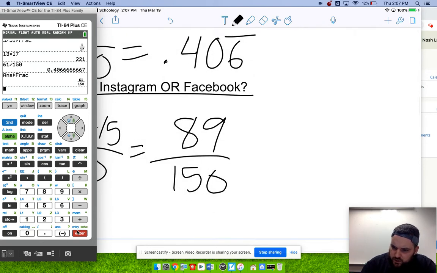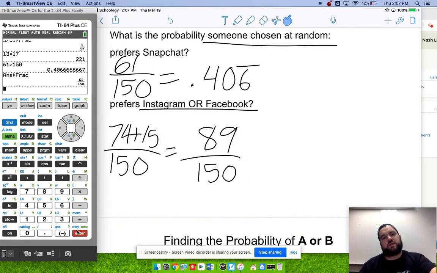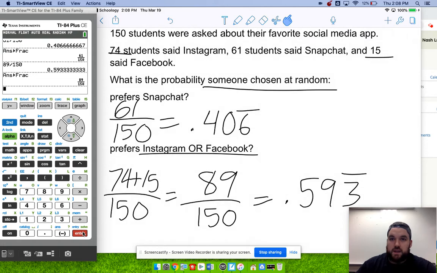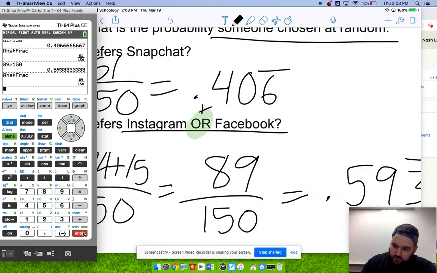Or as we saw a couple of videos ago, your other option would be, since you know there are 61 people that prefer Snapchat, you could just subtract the 61 people, and then you know the rest are either Instagram or Facebook people. So 89 out of 150, again, I do not think reduces. As a decimal, 0.593 repeating, about 59%. So if you're picking one person, there's no multiplication involved. But if it uses the word or, you're going to be adding the Instagram people and the Facebook people.